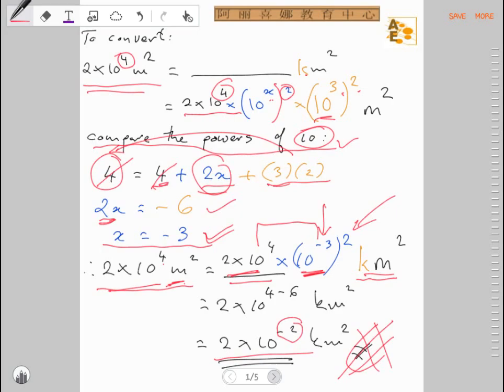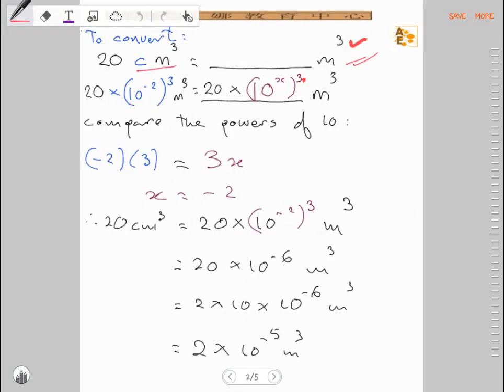Okay, let's go to the second slide where it involves the cubic unit. That means we're going to convert 20 cubic cm into cubic meters. Okay, how are we going to do that?